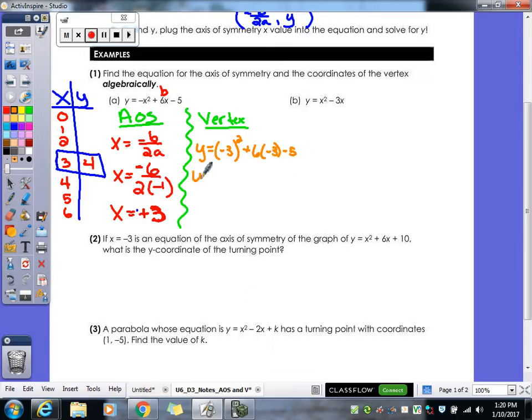So let's do this in our head. What's a negative 3 squared, everybody? Negative 3 times negative 3 is what? 9. What's 6 times negative 3? Negative 18 minus 5. Now let's subtract. 9 minus 18 is a negative 9. I'm off on this one. Let's see. Oh, no, it's a positive 9. Sorry. No, I was right. Negative 9. Negative 9.